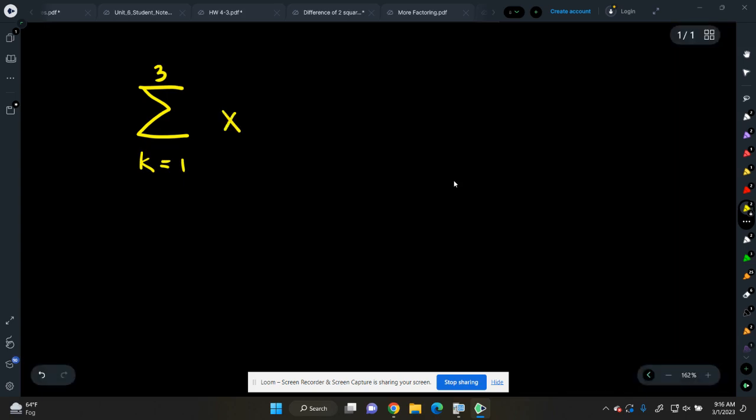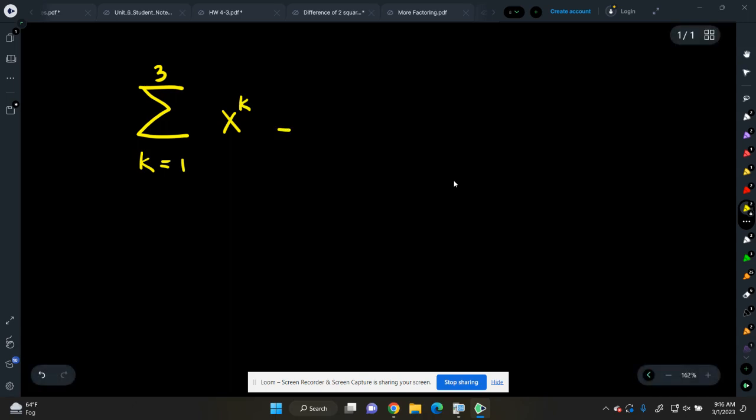Okay, so first off, summation, right? The symbol for summation is this funny looking E. It's a sigma, uppercase sigma, okay? So the way that this would be represented, we'd say something like K equals 1, let's just say K equals 1 to 3, of X to the K.